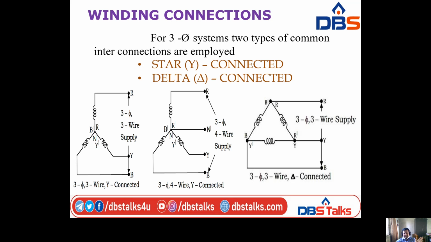Now this star connection may also be three phase, four wire. Three phase, three wire is nothing but three wires: R wire, Y wire and B wire. But for three phase, four wire, an extra terminal is needed, that is the neutral terminal: R, Y, B, N. Like this we represent the polyphase star connected system: three phase, three wire star connected, as well as three phase, four wire star connected system.